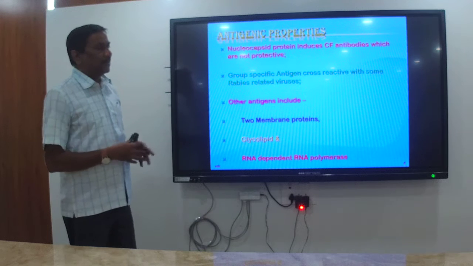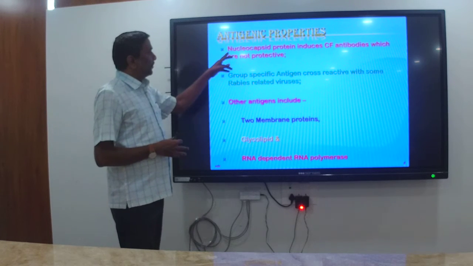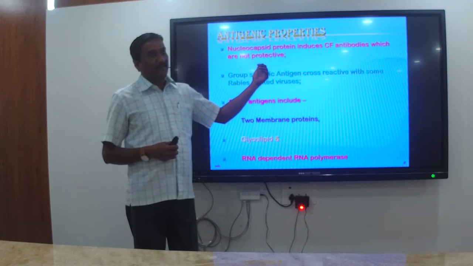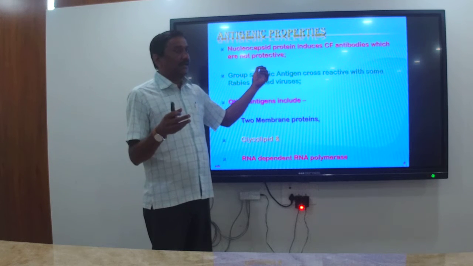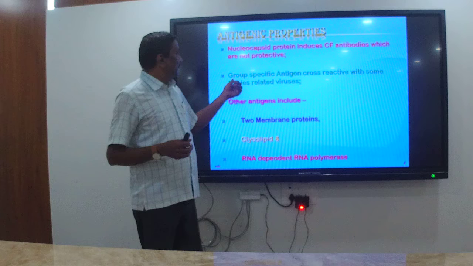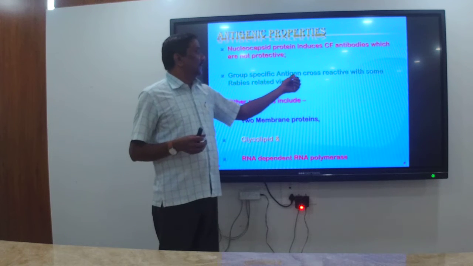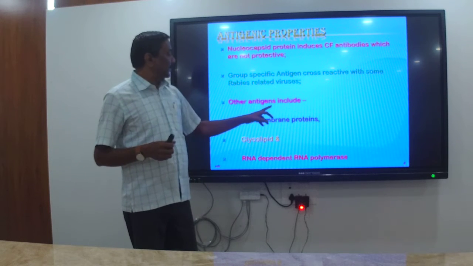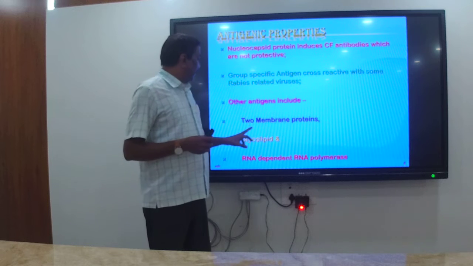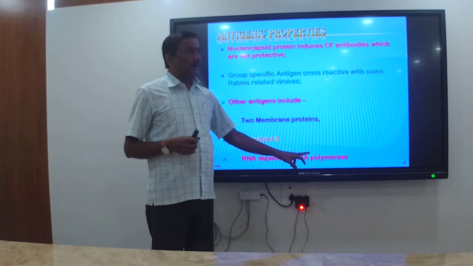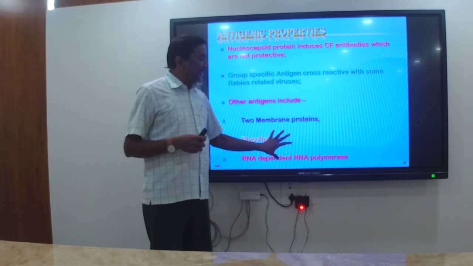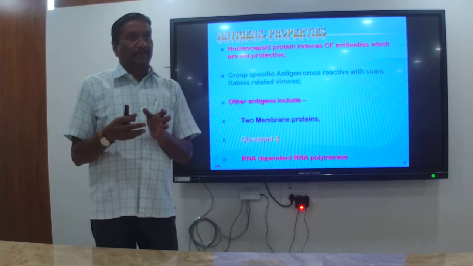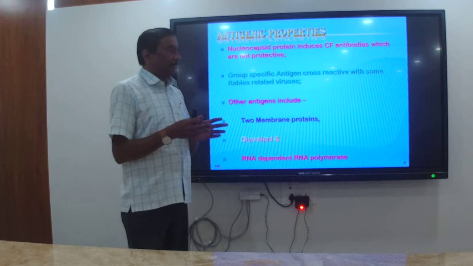Then other antigens present in this virus, the nucleocapsid protein induces complement fixing antibodies which are not protective. So these do not have any role in the protection against the viral infection. Third, it is a group specific antigen, cross-reacting with some other rabies related viruses as well. Other antigens include the two membrane protein antigens, the glycolipids and the RNA dependent RNA polymerase. Now antibodies to these antigens can be used for the detection of infection, but not for confirmation.